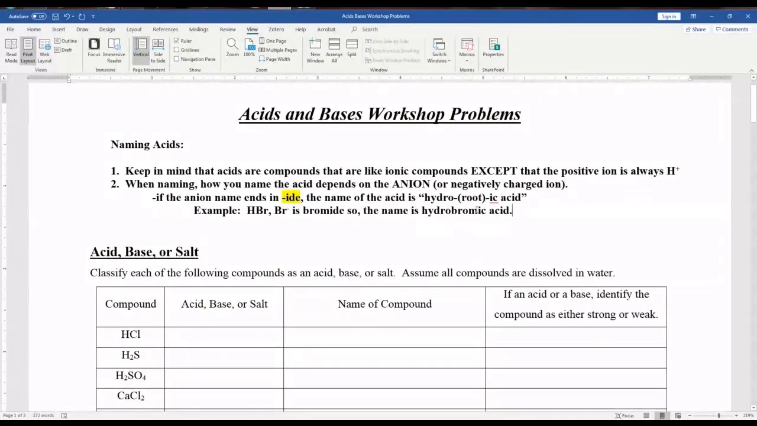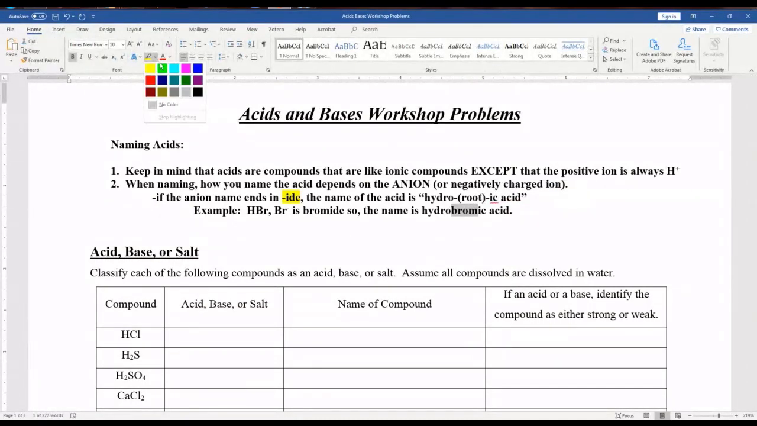Now let me highlight this. Go back to home. Let's do the highlighter. So this is the brome. Brome is the root part of it. So the IDE becomes IC. Is your H supposed to be a capital letter or small letter? With regards to the name, it doesn't matter. With regards to the formula, the H has to always be capitalized. But here it doesn't matter. So hydrobromic acid. That's how you name it.